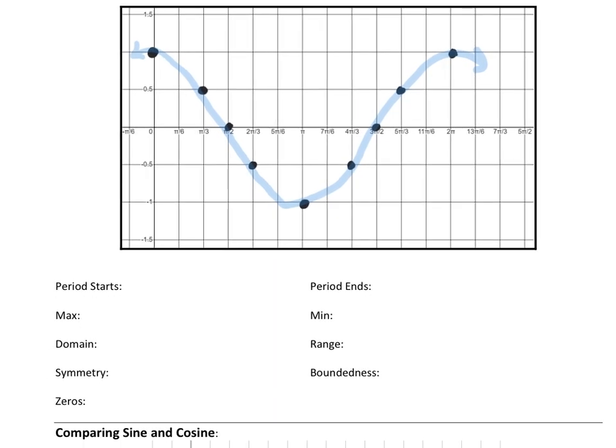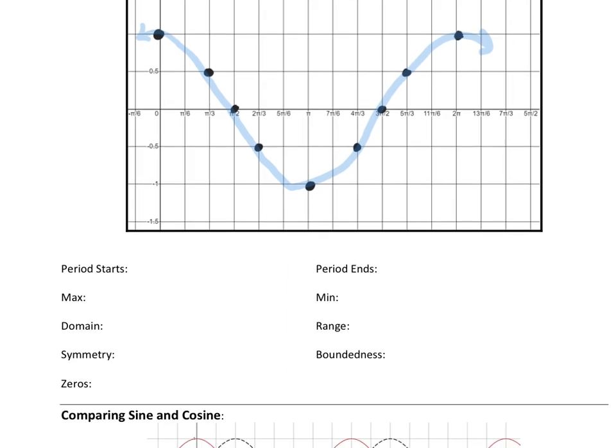Okay, let's go over the same basic info for cosine. For this specific period that we graphed, what is the coordinate point that starts it? 0, 1. Great. What is the specific coordinate that stops this period? 2 pi, 1. Great, so things we notice.